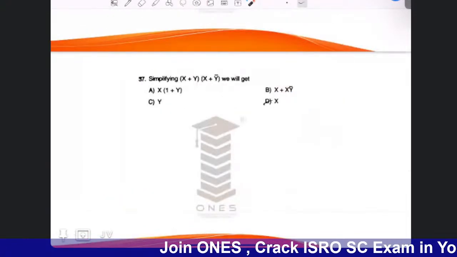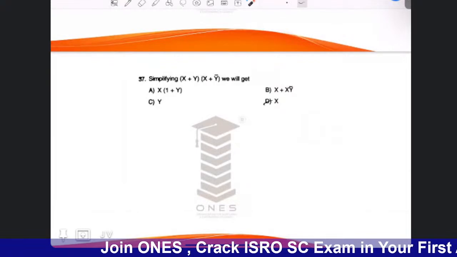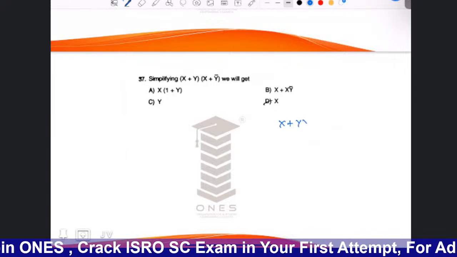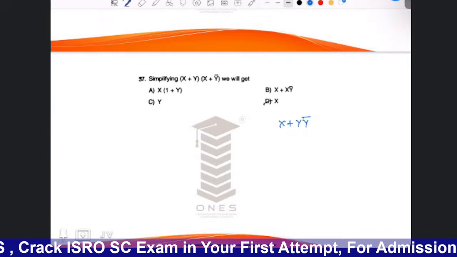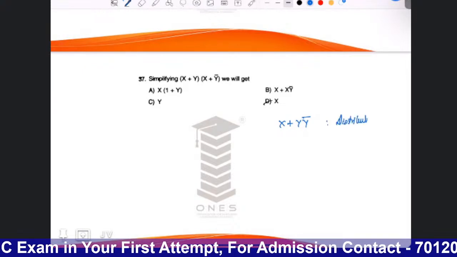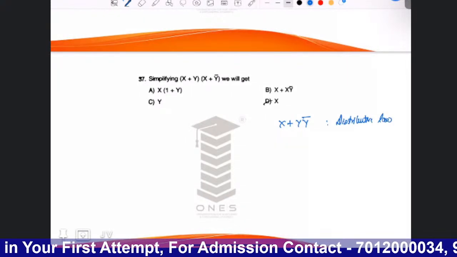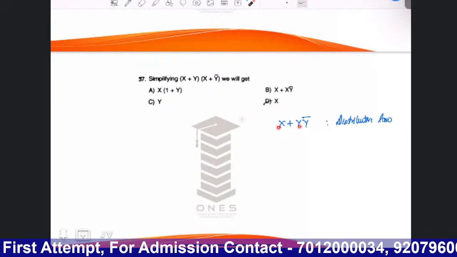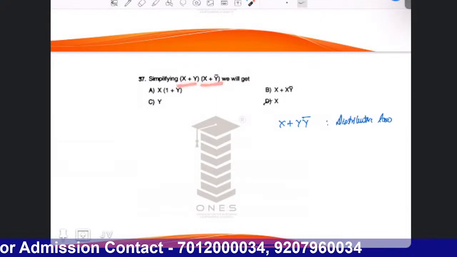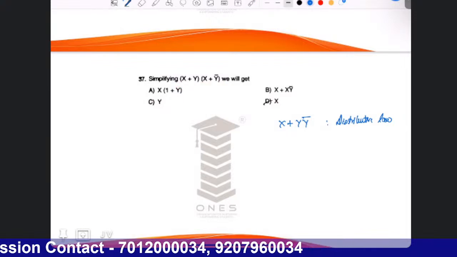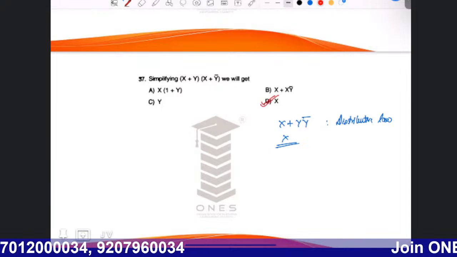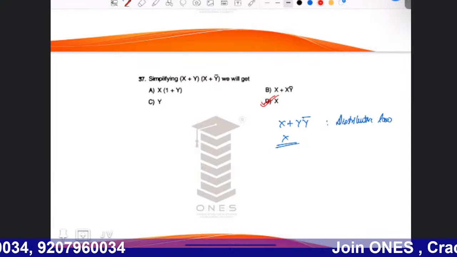37. Simplify (x plus y) and (x plus y bar). So this is equal to what? X plus y into y bar. അല്ലെ, ഇതെന്താണ്? It is according to distributive law. നോക്കിക്കേ, (x plus y) into (x plus y bar) അല്ലെ. x plus y into y bar, and y into y bar എന്താണ്? It is 0. So the correct option will be option D, x.